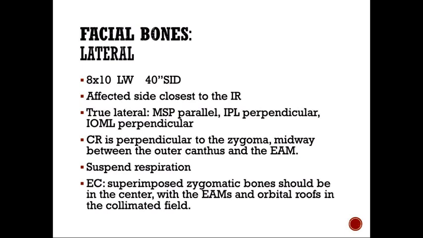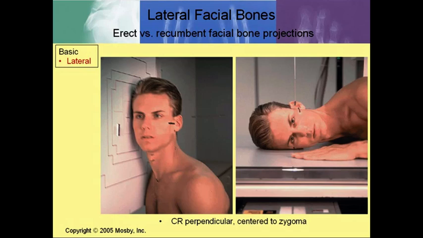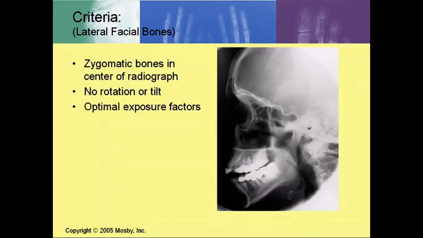We'll suspend respirations, and on our evaluation criteria, we expect to see superimposed zygomatic bones in the center with the EAMs and orbital roofs in the collimated field. So here we see a true lateral position. This can be done with the patient erect or recumbent, but again, central ray is going to be perpendicular centered to the zygoma, which will be midway between the outer canthus and EAM. And again, maintaining a true lateral position.